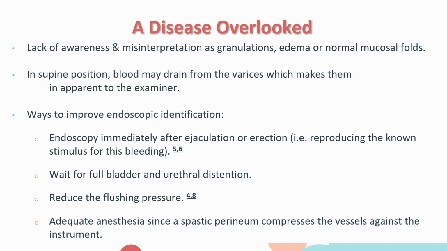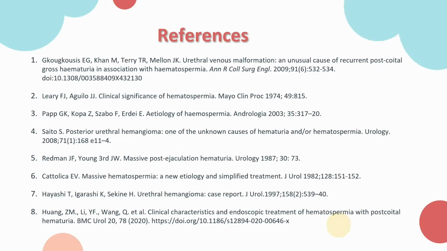And in the supine position, where we do most of our endourology, it can make them apparently invisible. You can improve identification by performing endoscopy immediately after ejaculation. They say ejaculation in theater, so find a way to incorporate that, or erection. Then you wait for full bladder and urethral distension, and reduce your flushing pressures as you introduce your scope. And you need adequate anesthesia, because a spastic perineum will compress the vessels against the scope, and therefore you'll miss the diagnosis. Those are my references.